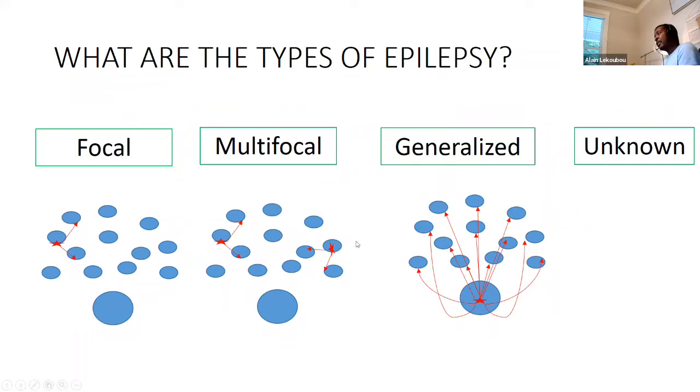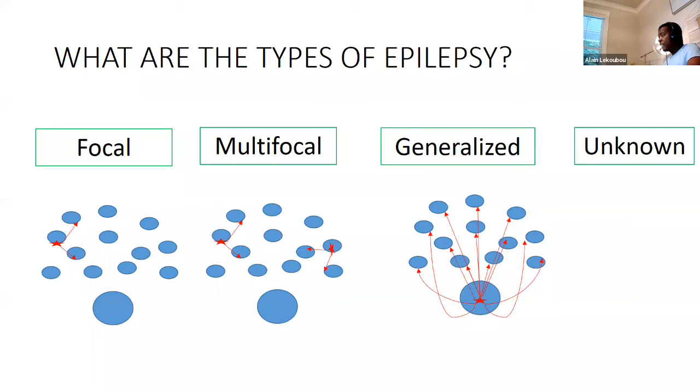Opposite to this, you have the generalized epilepsy, where you have a generator, something deep in your brain, a structure called the thalamus. The analogy that I use for this is that of a conductor and an orchestra. If you have an orchestra and the conductor is the one causing trouble, the whole orchestra will get into trouble. That's what happens with generalized epilepsy.